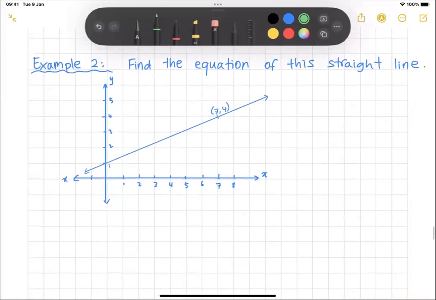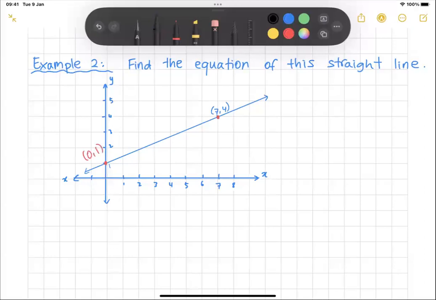Let's go to example 2. Find the equation of this straight line. So this is going the other way around, where we are given the graph and working backwards. So I got given this graph. They gave me 2 points, which is these two right here, 7, 4, and this point here, 1. That point there on the y-axis is actually a y-intercept.